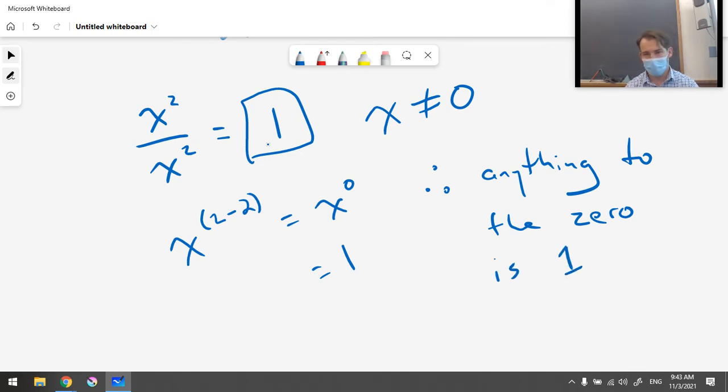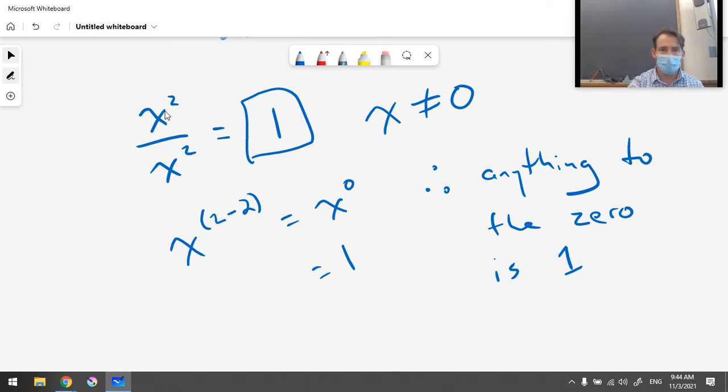Except for 0. 0 to the 0 is, we don't think about that. Okay, anything to the 0 is 1. And we can see that from our division rule. This is another example of when something is confusing. Look at a simpler example or something based on other things that you've already looked at. Like x squared divided by x squared. Everyone will tell me that's 1. It's the same thing divided by itself. All the x's cancel on the top and bottom, leaves 1.